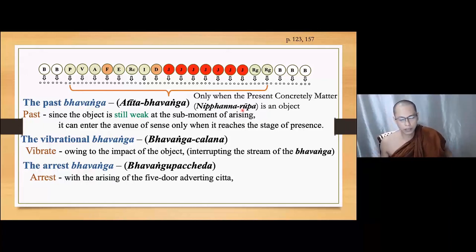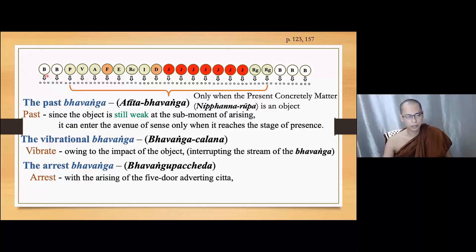And now if I introduce them: the four Mahabhuta, the four great elements, and the objects such as visible form, etc., and also the sensitive materialities, etc. There are 18 Nippanna Rupa, which we will understand in chapter 6. So now we need to know the time the mind movement of past bhavanga arises is only when the present concrete matter is an object. When other objects appear in the mental process as an object, at that moment, we don't need the past bhavanga.